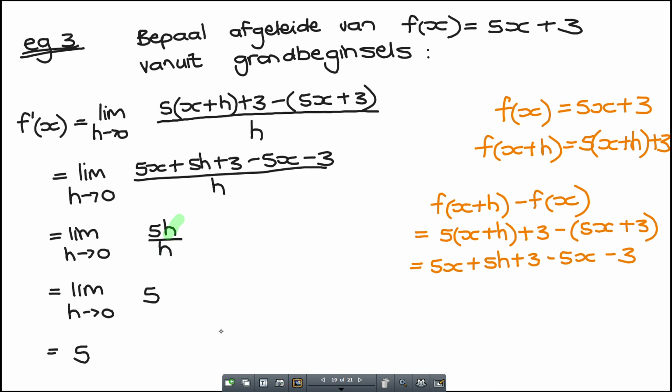So my final answer is still just 5. Now remember, let me quickly show you the short method. We had 5x plus 3. Now this is 5x to the power 1. If I get the derivative of that, 1 times that 5 will still be 5, and then x to the power of 0. So that is why that part only becomes 5.